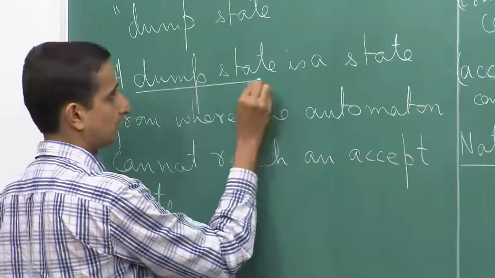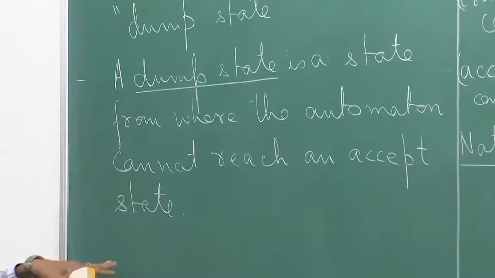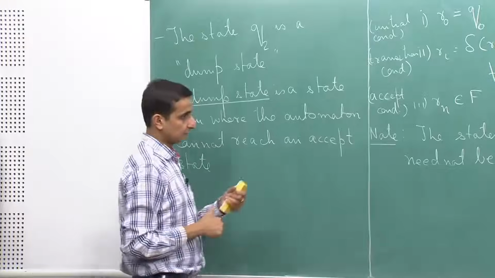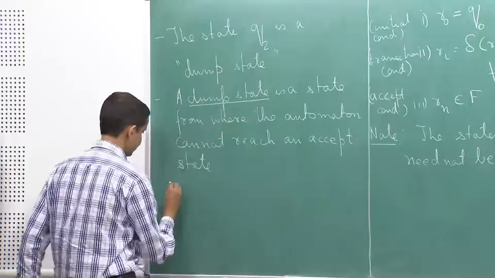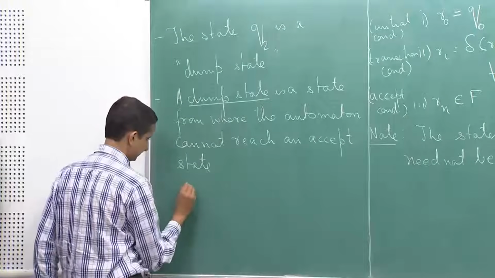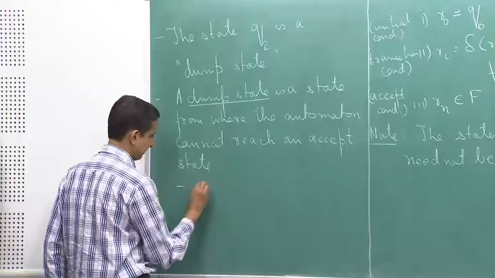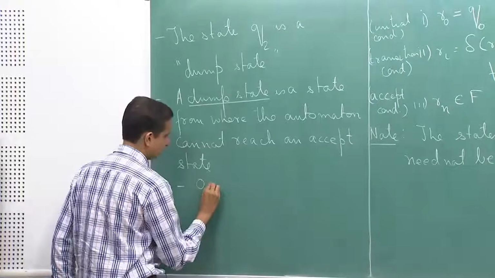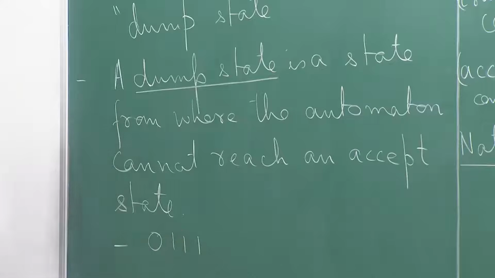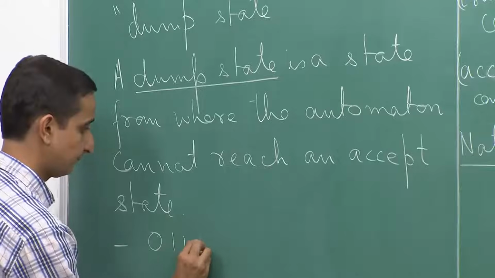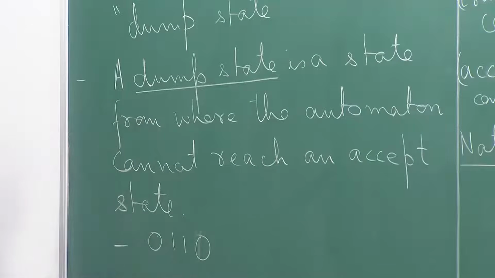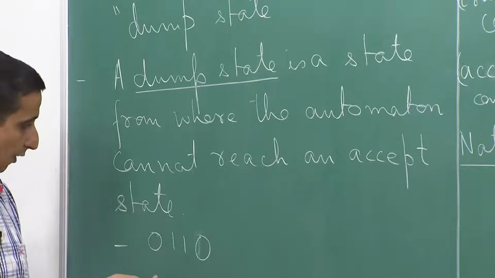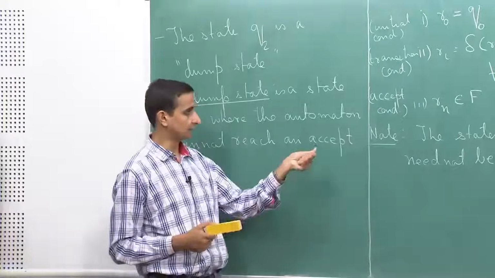Okay. So, let me look at just a couple of examples of strings on this automaton from earlier. Let us say the string 0 1 1 0. What would be the computation of this string on this automaton?